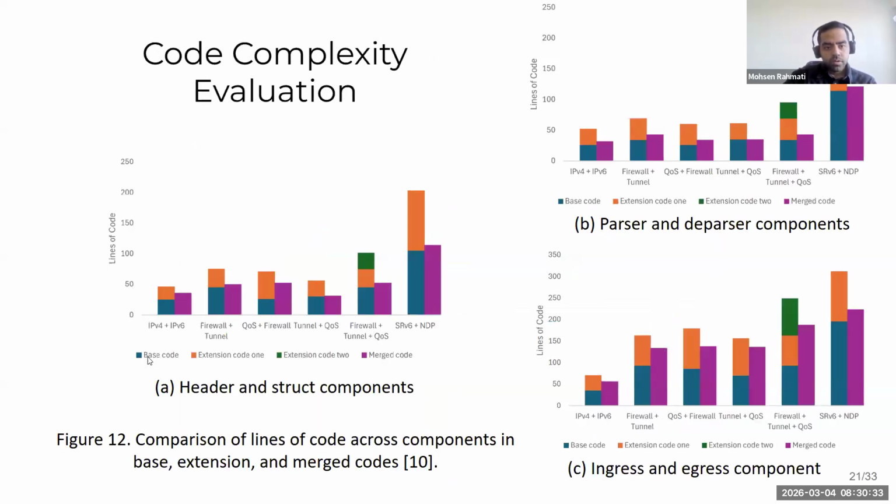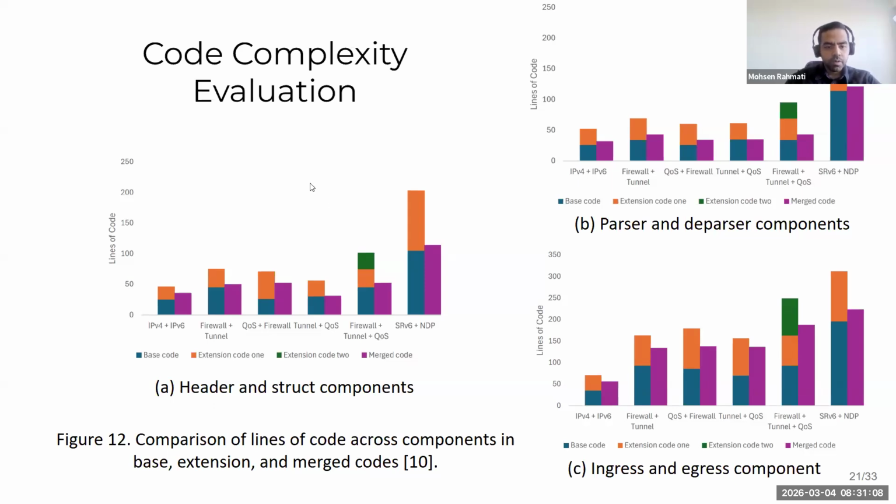Okay, going to the results of this work. We try to mention lines of code as one of the important features for showing the benefits of modularity. We classify in three parts. I mean, header and struct together, parser and deparser together, ingress and egress together.